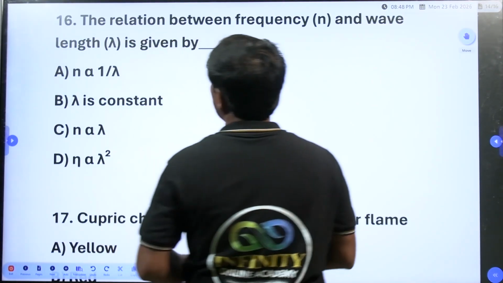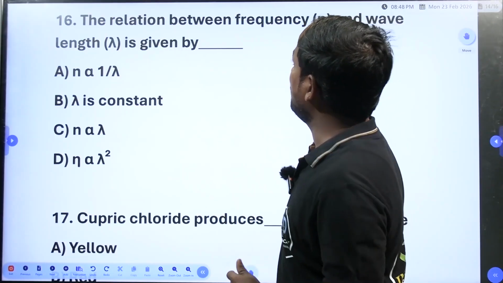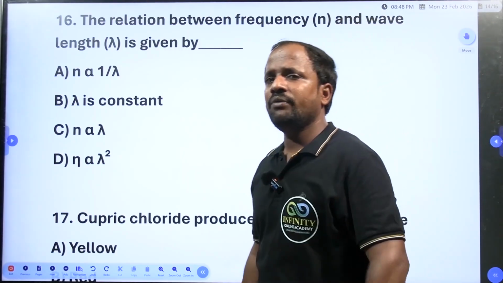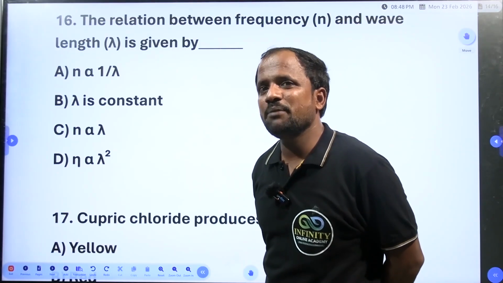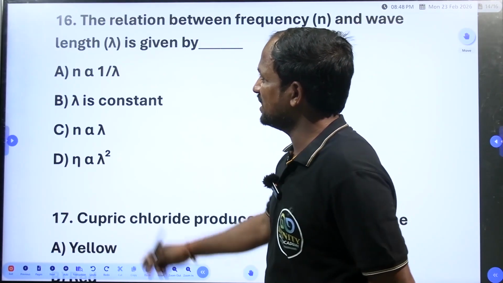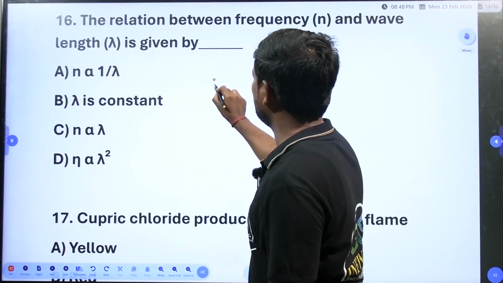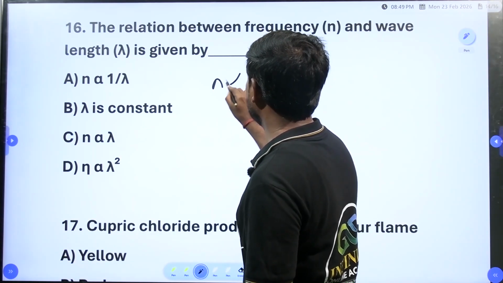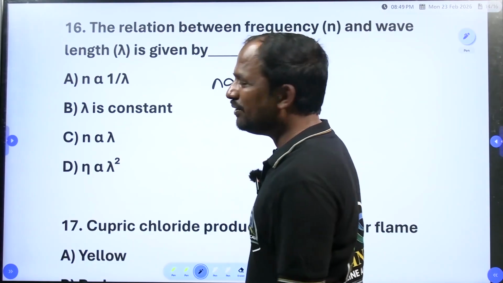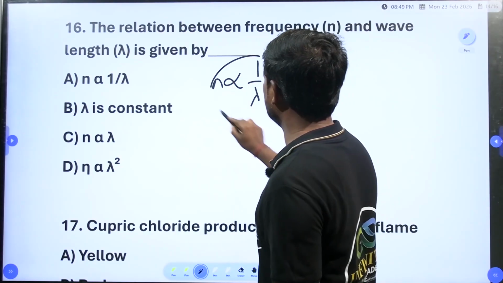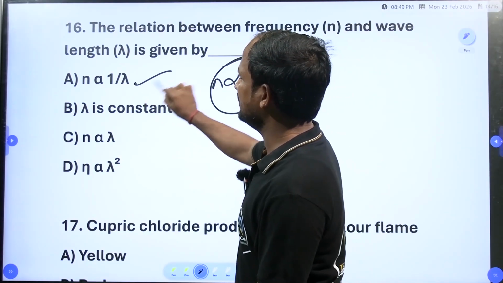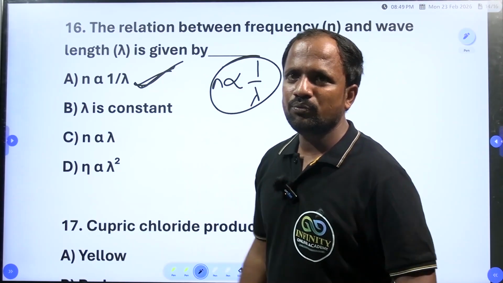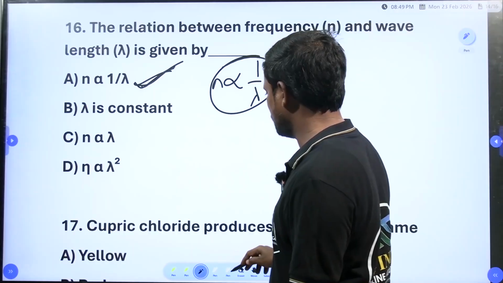Here, see the relation between the frequency and wavelength. Frequency and wavelength are inversely proportional. Frequency n is inversely proportional to wavelength. So this is a direct formula. He asked a direct formula: what is the relationship between the wavelength and the frequency? Okay, so this is the answer.